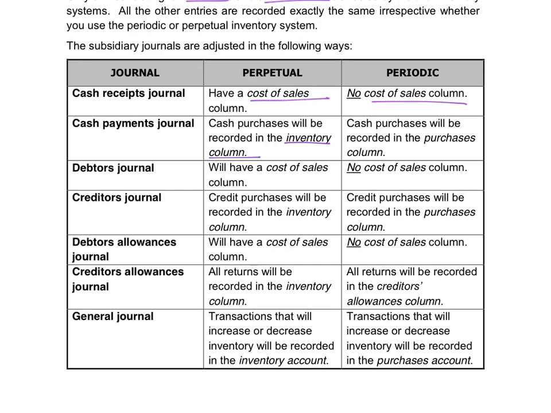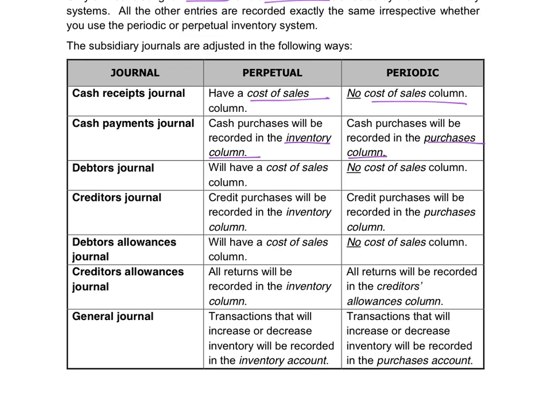In the cash payments journal, cash purchases will be recorded in the inventory column because in the perpetual inventory system, every time inventory increases or decreases, it will be recorded in the inventory account. In the periodic inventory system, you are not allowed to write any entries in the inventory account during the year. Therefore, you will use a purchases column in your cash payments journal.